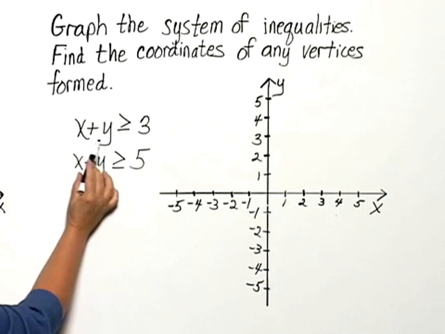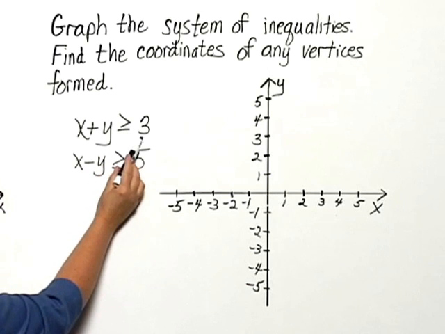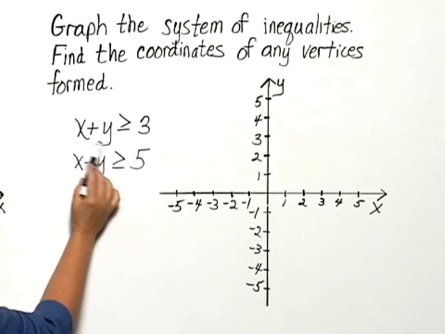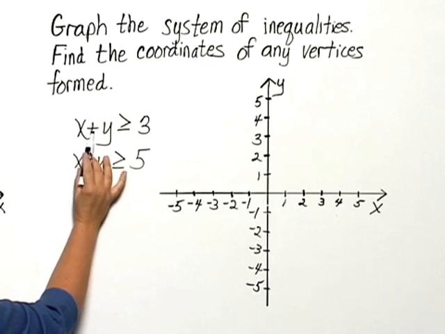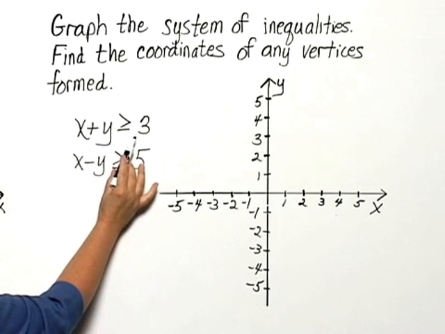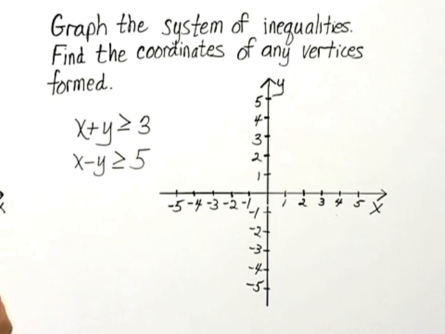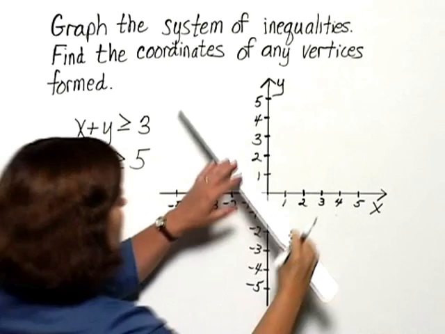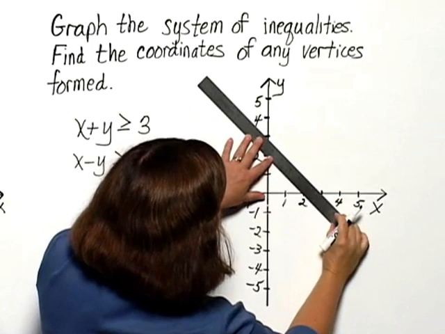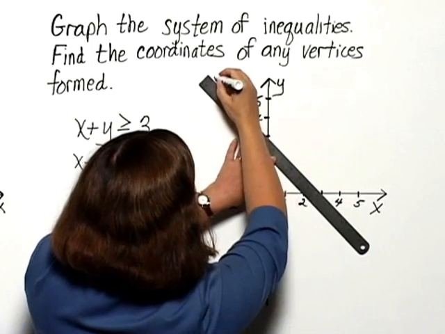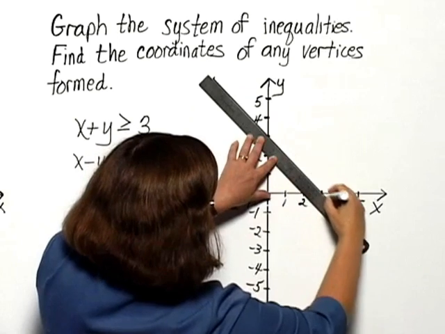So let's start with x plus y is greater than or equal to 3. This will be a half plane. The boundary will be the line x plus y equals 3. That has a y-intercept of 3 and an x-intercept, the points (0, 3) and (3, 0). So we can draw that line, and we draw it solid because the inequality symbol is greater than or equal to.